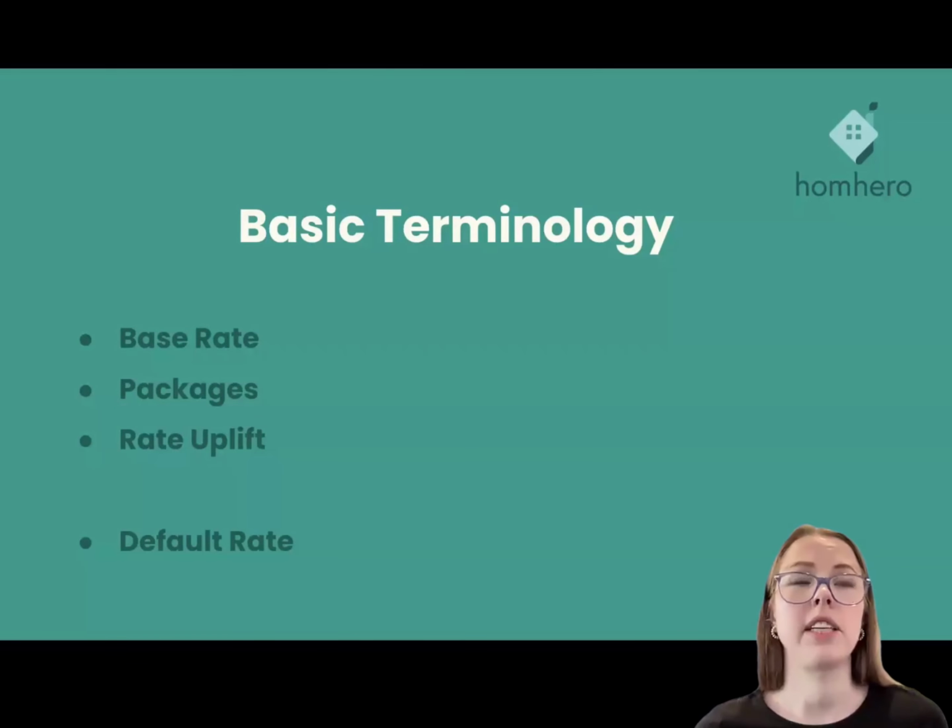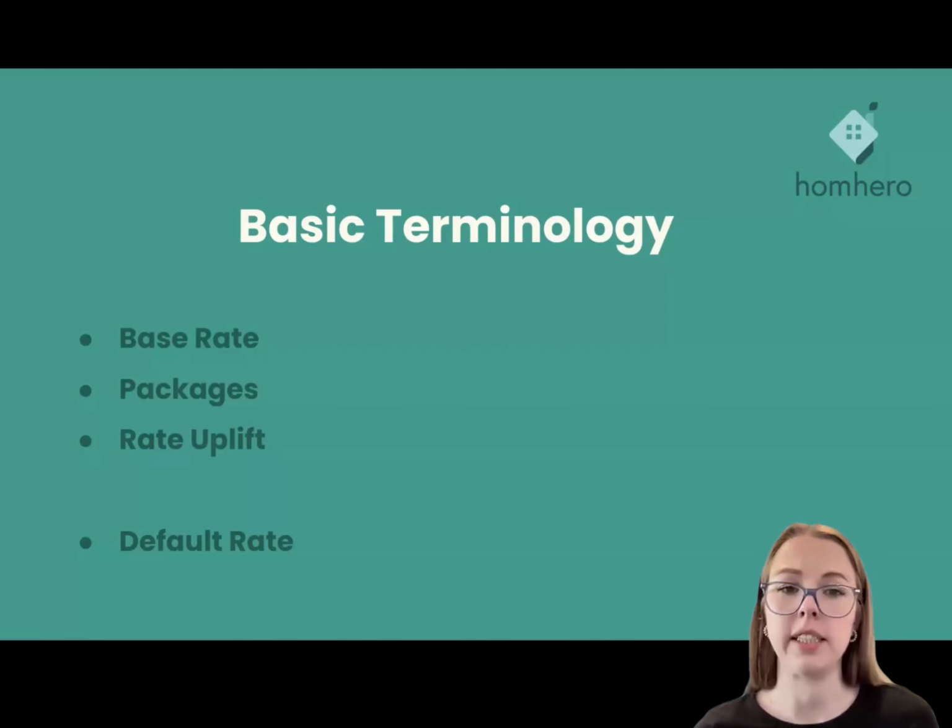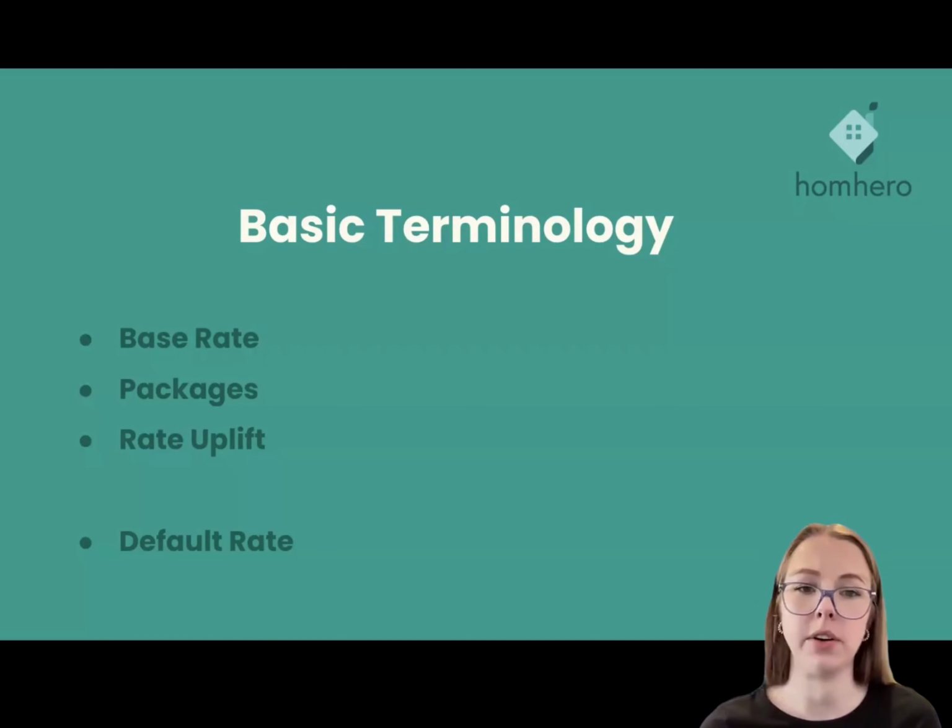When we set the rates, obviously in Homhero, you start with your base rate. So you put in the rate to say this is how much the owner expects to receive before your commission comes off. So if you had $1,000, for example, as your base rate, and you have a 20% management fee, the owner would receive 800 in that case.